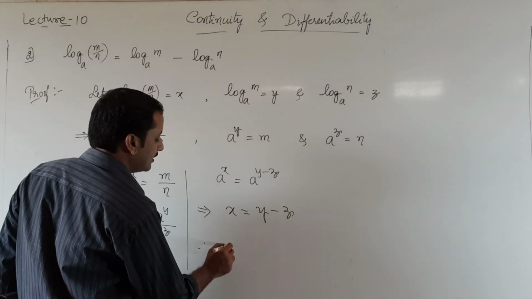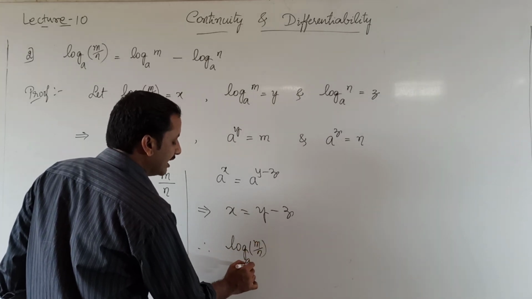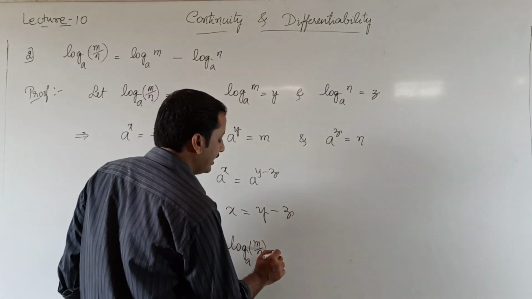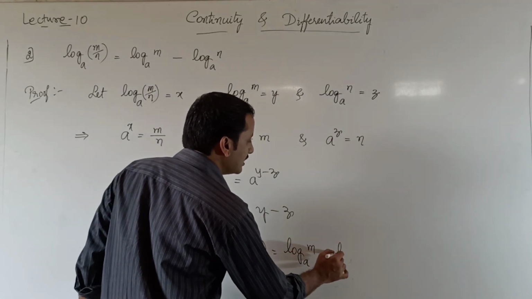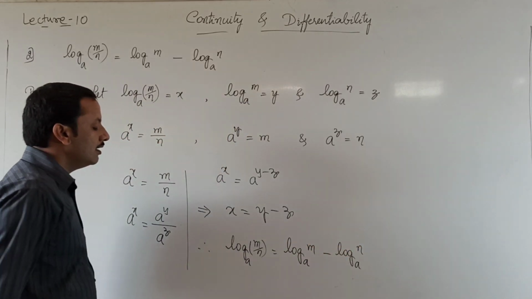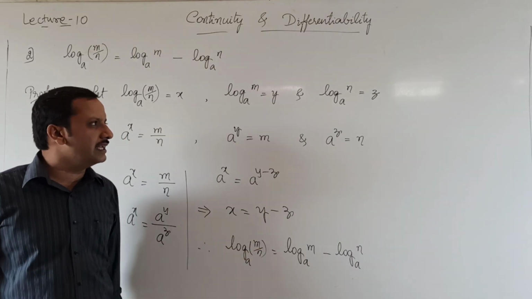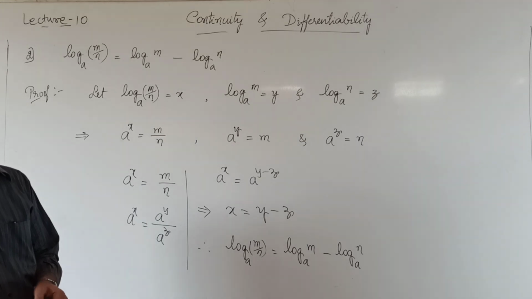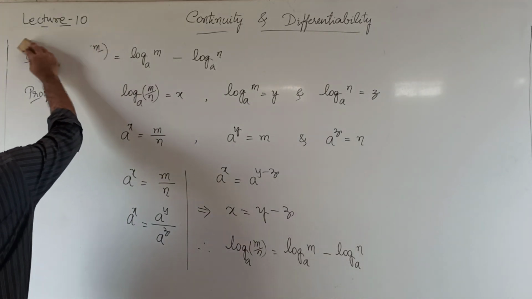Therefore, x, which is log m by n to the base a, is equal to y, which is log m to the base a, minus z, that is log n to the base a. Log m by n to the base a is equal to log m to the base a minus log n to the base a. Okay. Let us look at the third property now.